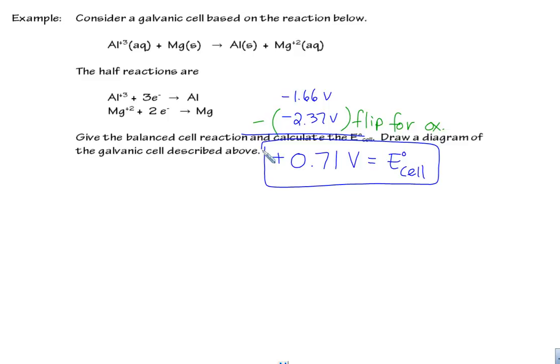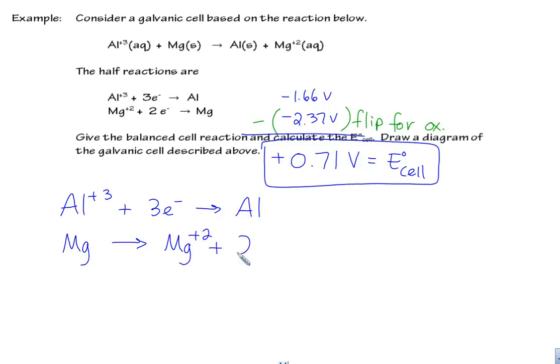Okay, so now we're going to balance it. So we're going to have the aluminum plus 3 ion plus 3 electrons forming aluminum, solid. Then we're going to flip the second one. So we'll have the magnesium solid forming the magnesium plus 2 ion and 2 electrons. Yeah, the atoms and ions are balanced, but the charge is not. We have to have equal electron transfer.